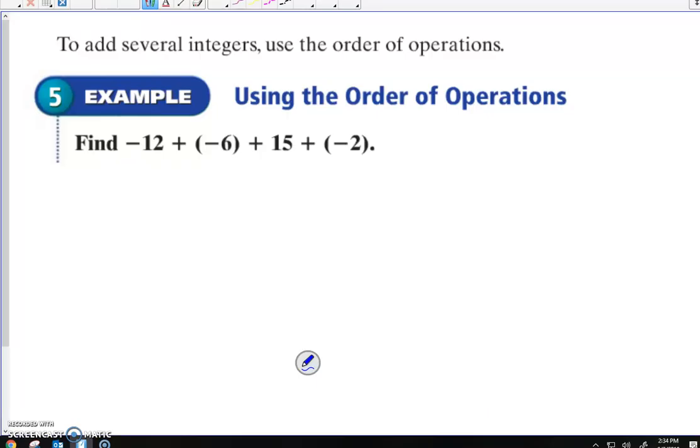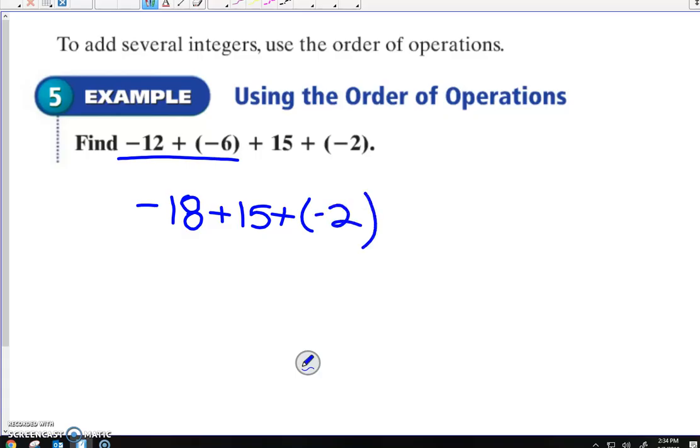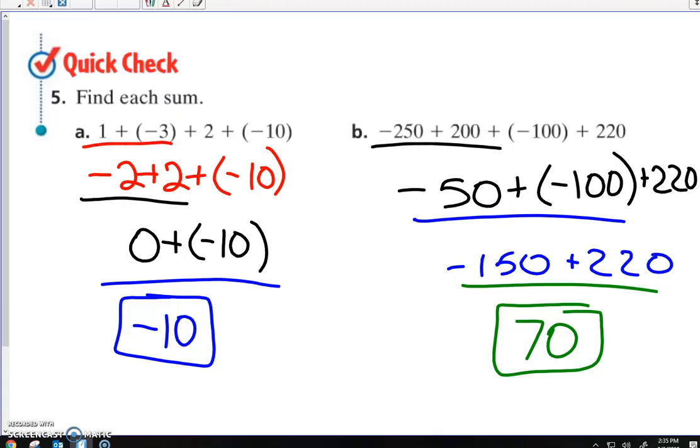To do order of operations, you still follow the same rules. Negative 12 plus negative 6. Negative 18. Bring everything else down. Negative 18 plus positive 15. Negative 3. Plus negative 2. Negative 5. Try these three, see if your answers match mine. Hopefully you can follow my work and see how I went step by step.